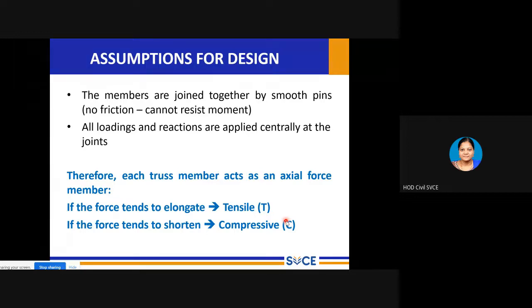Now, when we want to design a truss system, we make some assumptions in the analysis stage itself. In the analysis part, we assume that all the members are joined together by pinned connections, by smooth pins, therefore no friction, and they cannot resist any moment. That is the first assumption we make in the truss analysis. We also assume that all the loads, whether external forces or reaction forces, are applied at the joints. Whatever force is acting on the system acts only at the joints, not in between the joints. These are the two assumptions we normally make in the analysis part. Because of this, each truss member behaves like an axial member only, subjected to either tension or compression. So you have either a tensile force or a compressive force in the truss members.